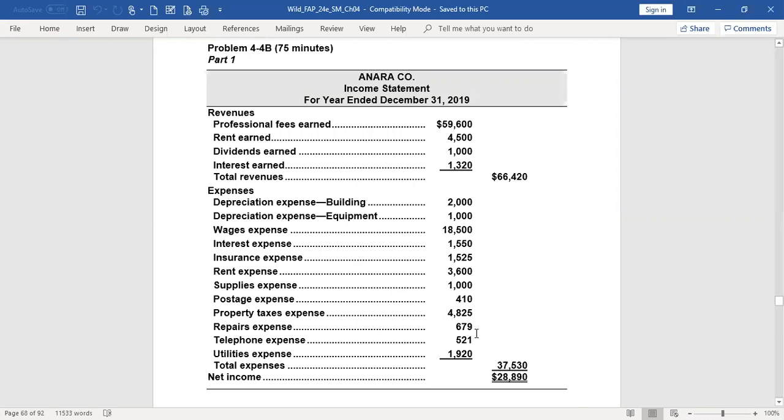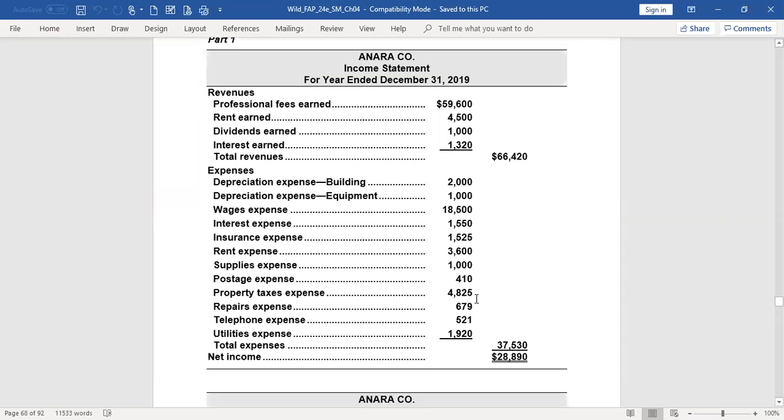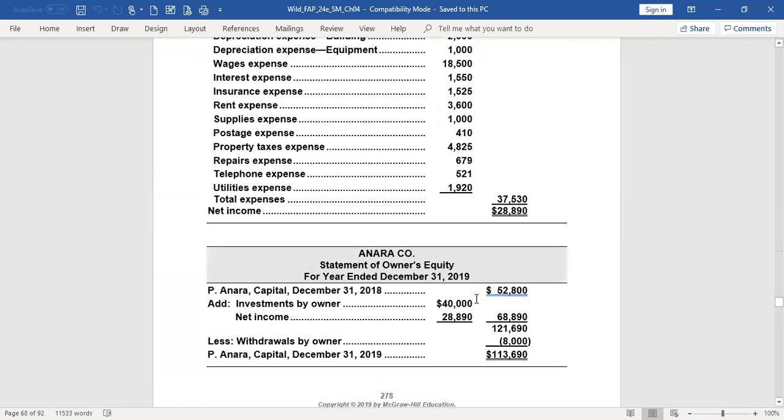The next financial statement is the statement of owner's equity. So I'm assuming that you have this done, so I'm going to move along a little. And we're just reviewing your work, right? Anera Company statement of owner's equity for the year ended December 31st, 2019. Now remember, it told us in the problem, Anera's capital as of December 31st of last year, when they finished out last year, was $52,800. During the year, Anera invested more money, $40,000, and the company during this year made $28,890 in net income.